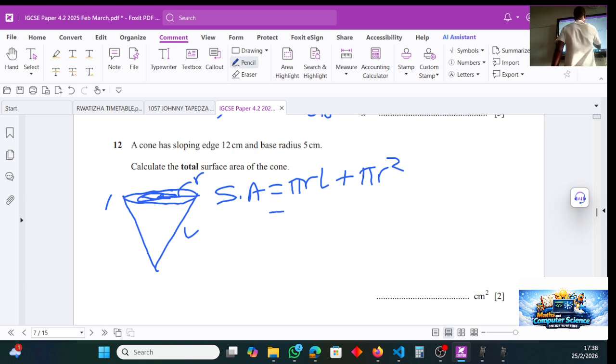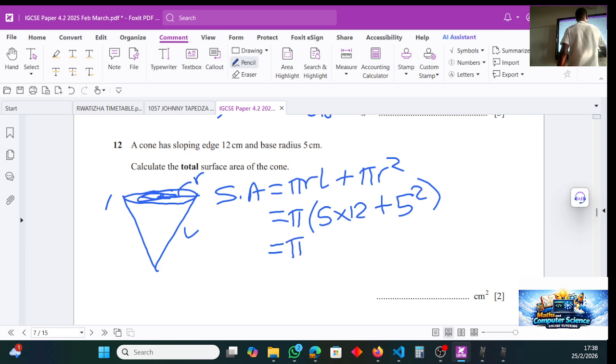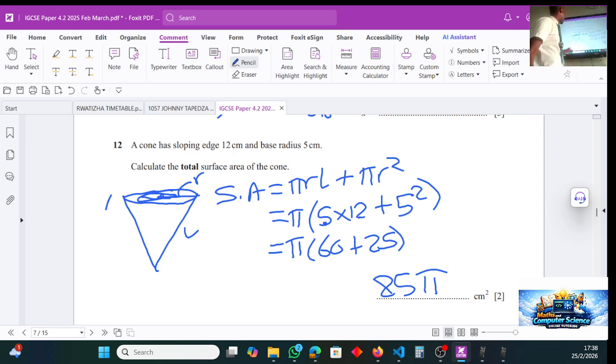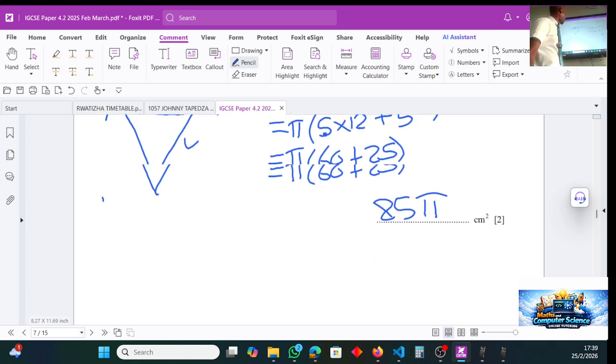Now, when I'm doing my substitutions, I can factor out pi because it's common on both, plus radius, I'm given there is 5, multiplied by the slanting or sloping length, which is 12, plus, this time around, I just want radius squared. So when I simplify, I'll have pi inside the brackets. I'll have 5 times 12, that's 60, plus the 5 squared, that's 25. So I'm allowed to simplify these two. 60 plus 25, that's 85 pi square centimeters. I think that's what we might have for this particular problem.